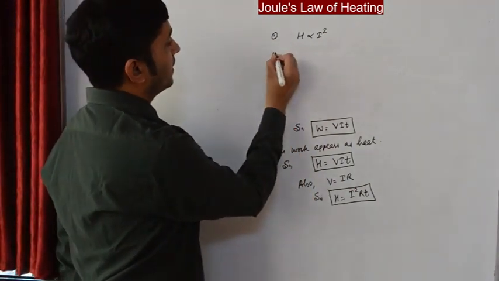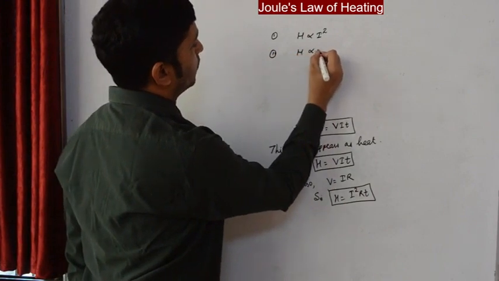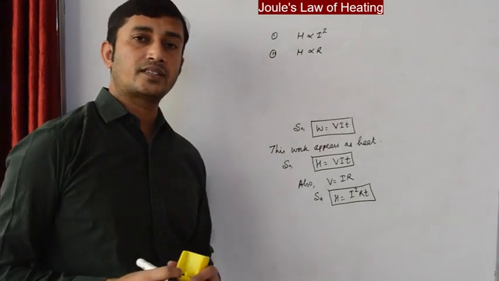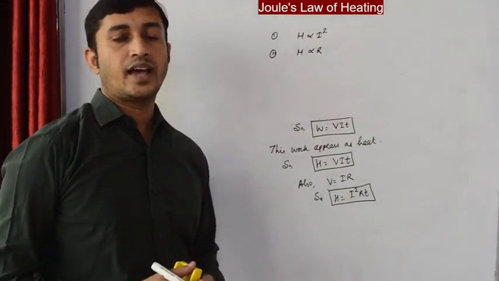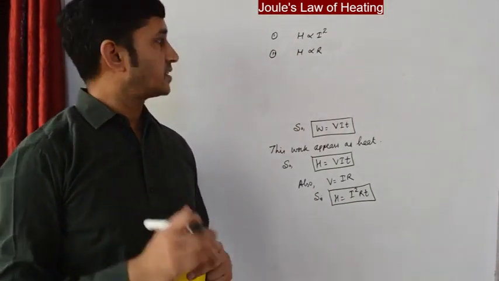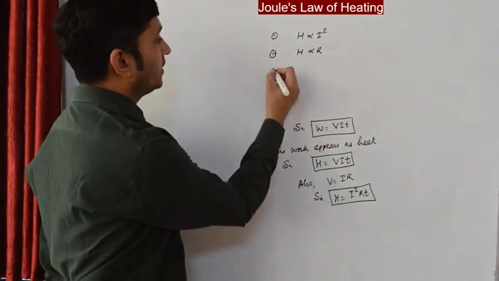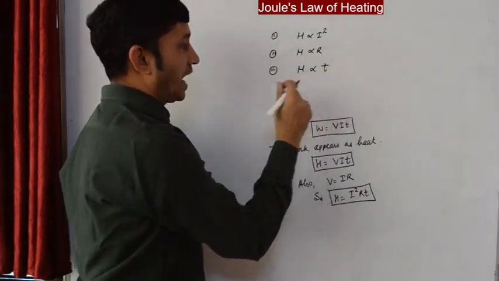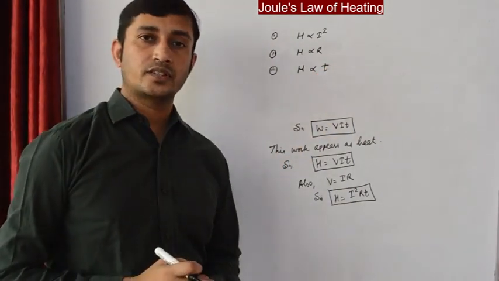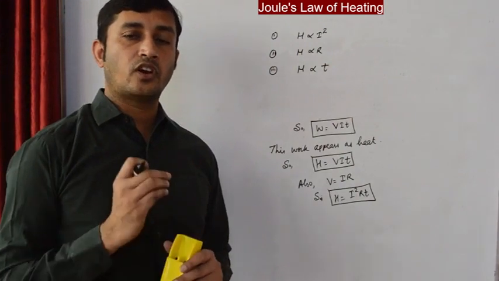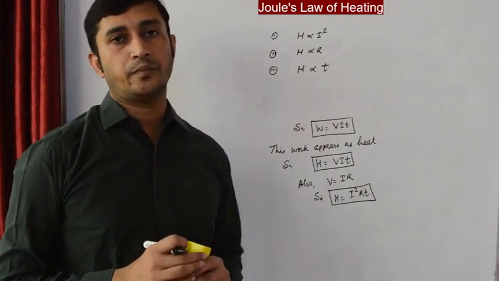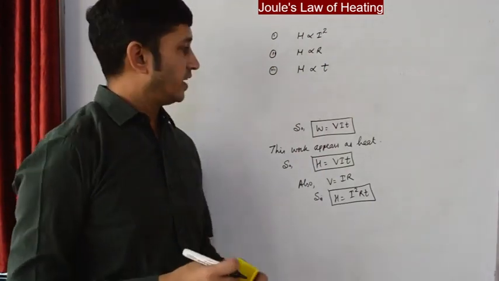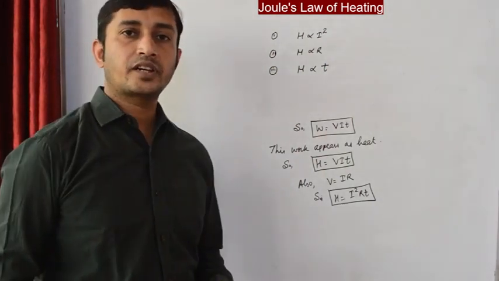Second, we can say that heat is directly proportional to resistance of conductor. It means greater will be the resistance, more will be the heat produced, and if resistance is less, then less heat will be produced. And the third, we can say that heat is proportional to the time for which current flows. It means if current is flowing for longer duration, more heat will be produced. This is clear? Now let us see our next topic, electric power.